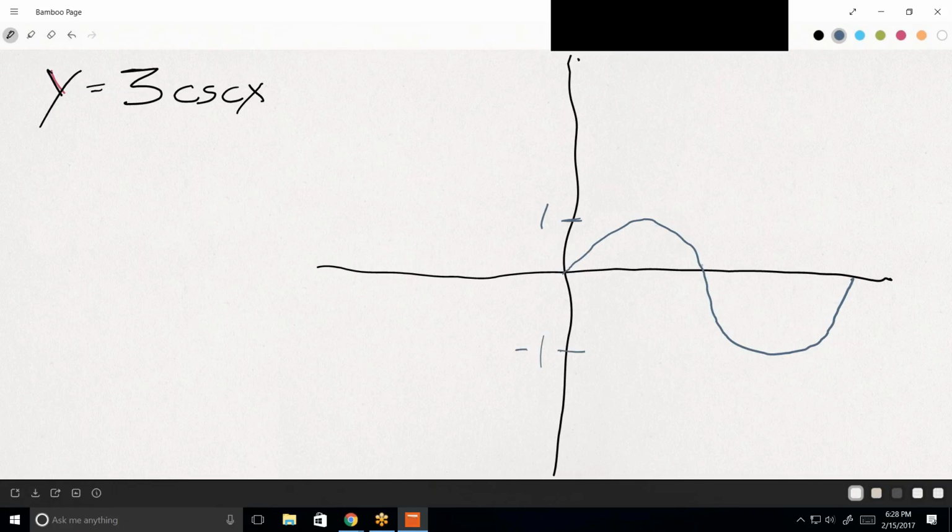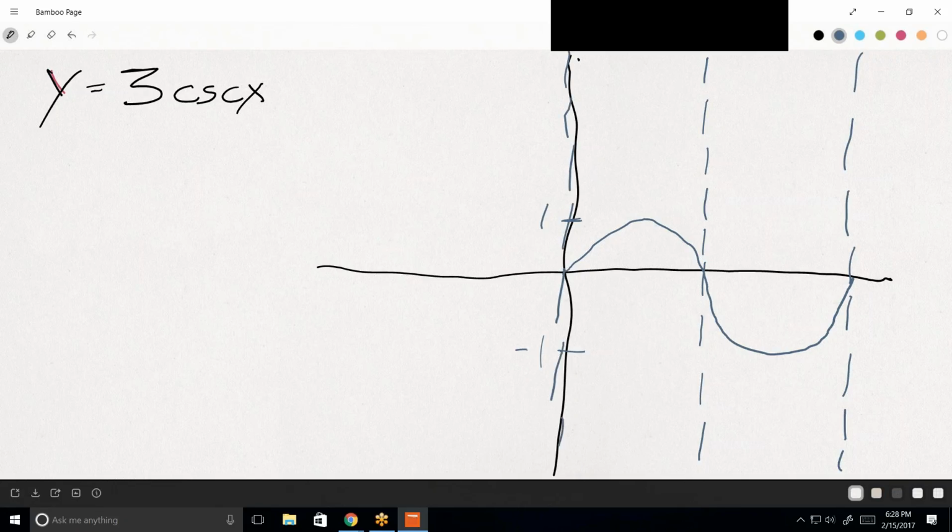And notice that because cosecant is the reciprocal of sine, wherever sine is 0, I'm going to have a vertical asymptote because I'm going to be dividing by 0. Right. So I got one there. I got one over here. And in fact, I have one every pi. I also have one that is the y-axis.